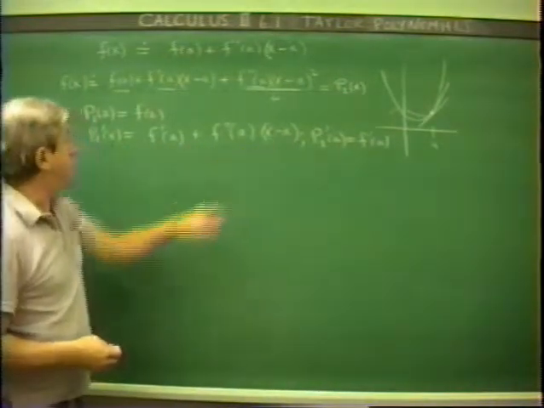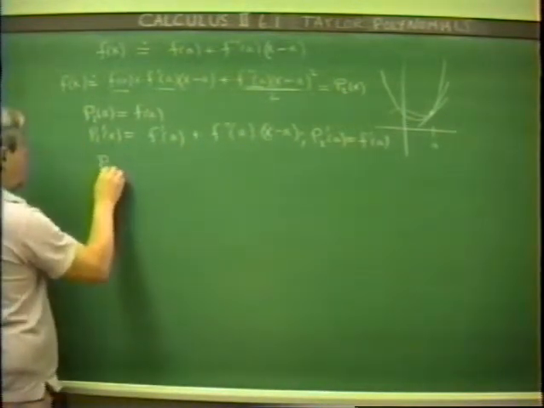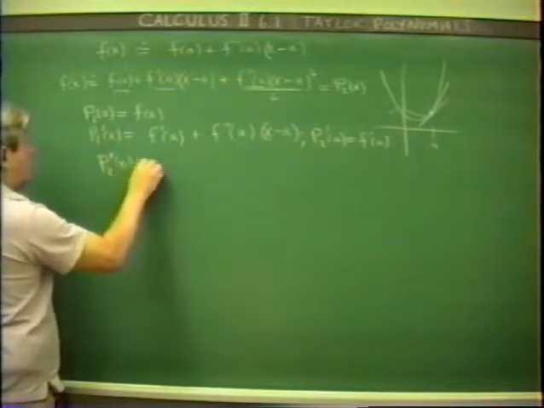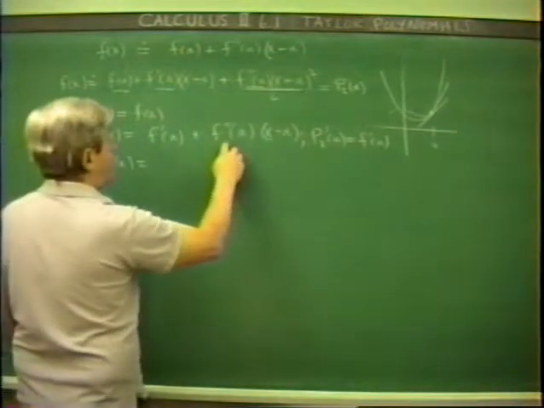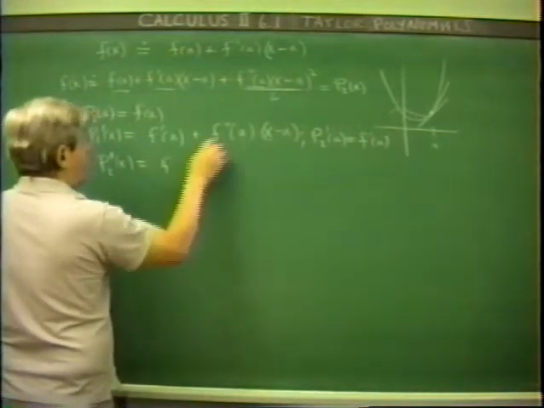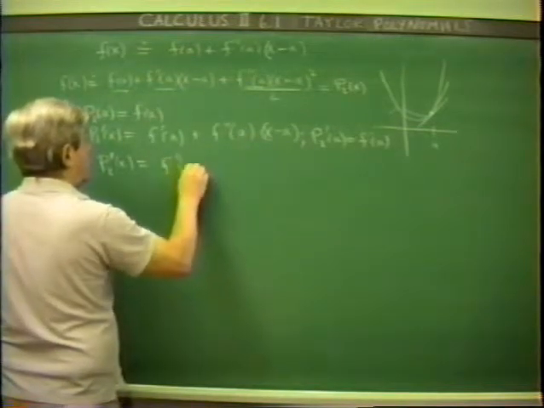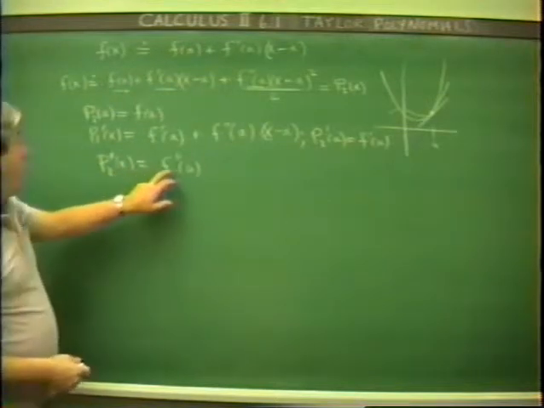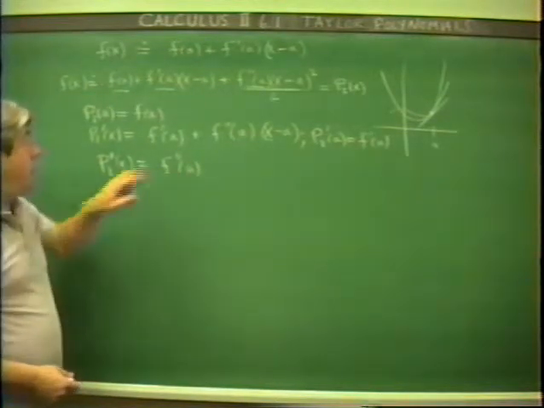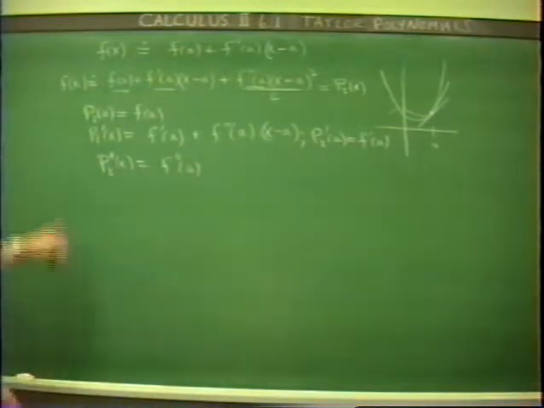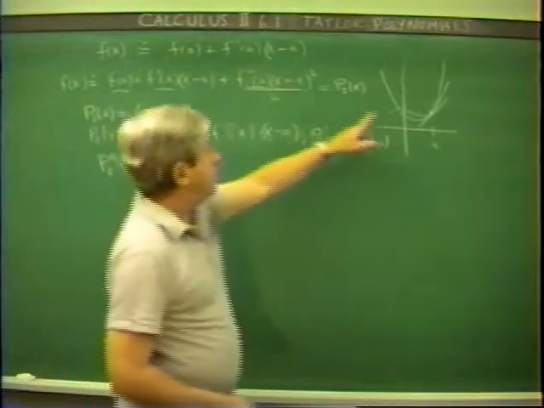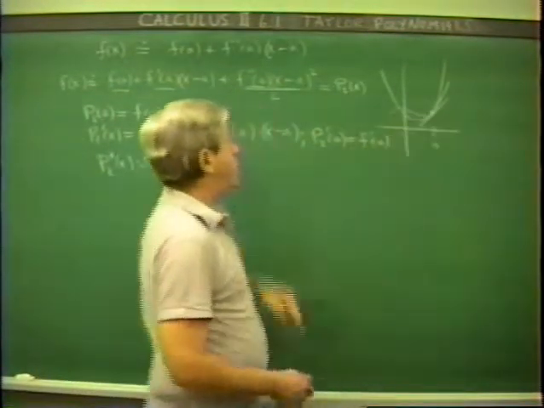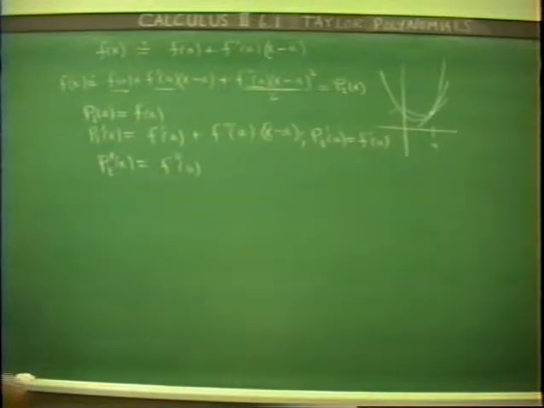Put a in here, this is 0. The second derivative of p at x, this is a constant, so its derivative is 0. We get f double prime of a as a constant, and then we have the derivative of x minus a. So the second derivative at x, at every point x for that matter, is the second derivative of f at a. So this is a polynomial of degree 2. It's got the same function value, same derivative, same second derivative as f does at a.